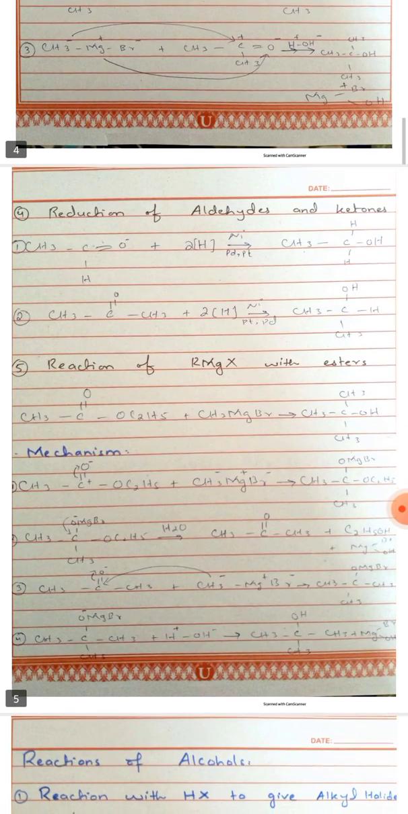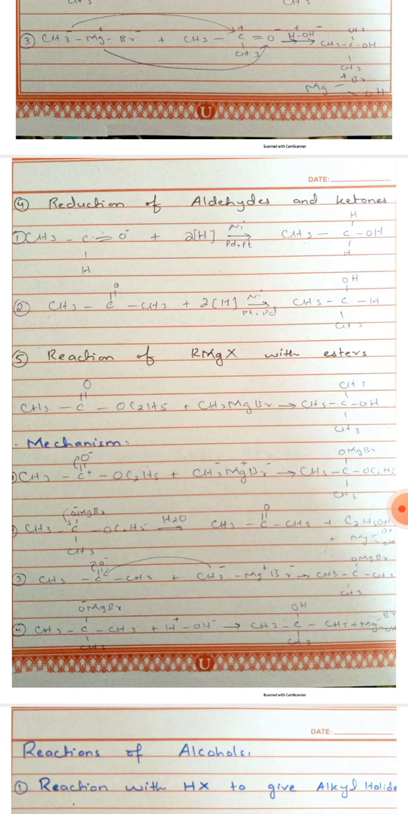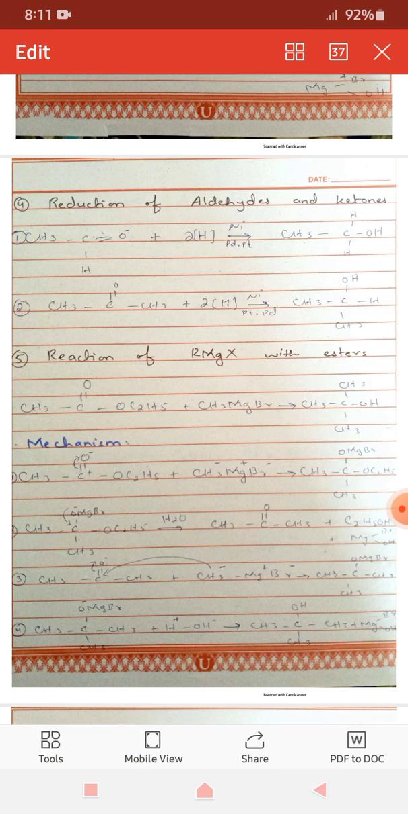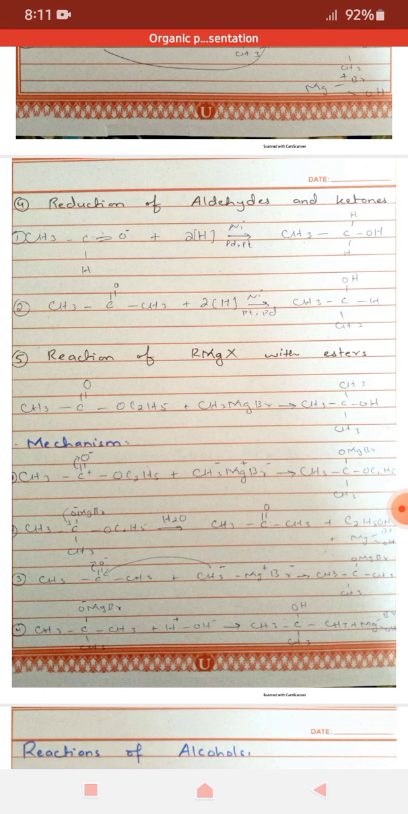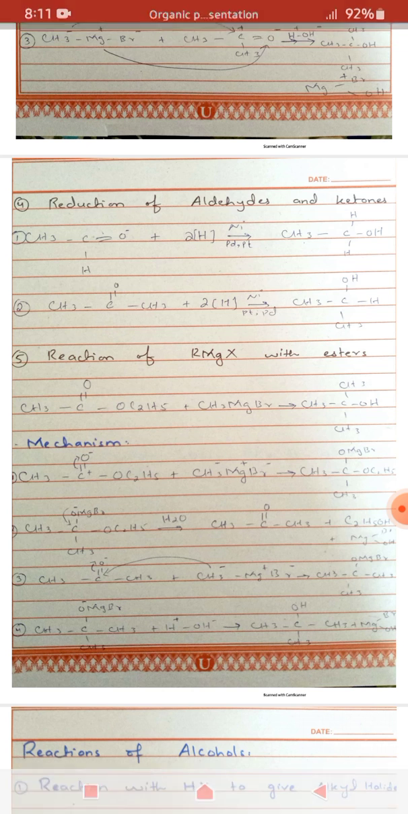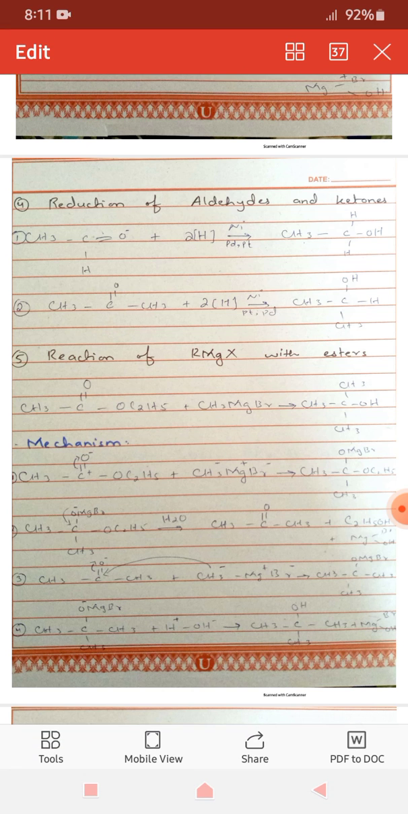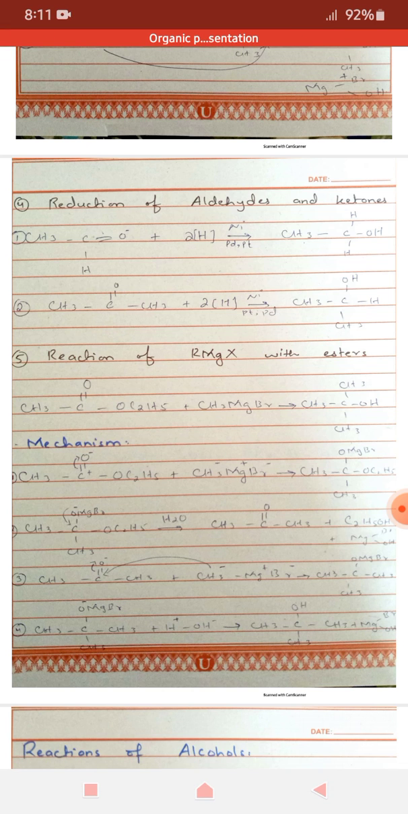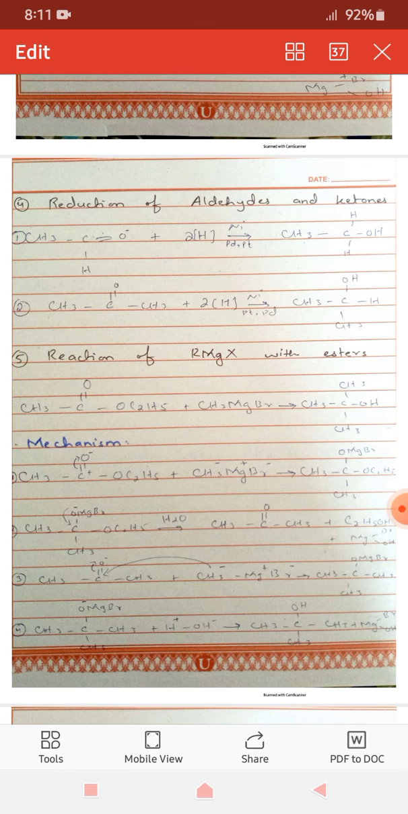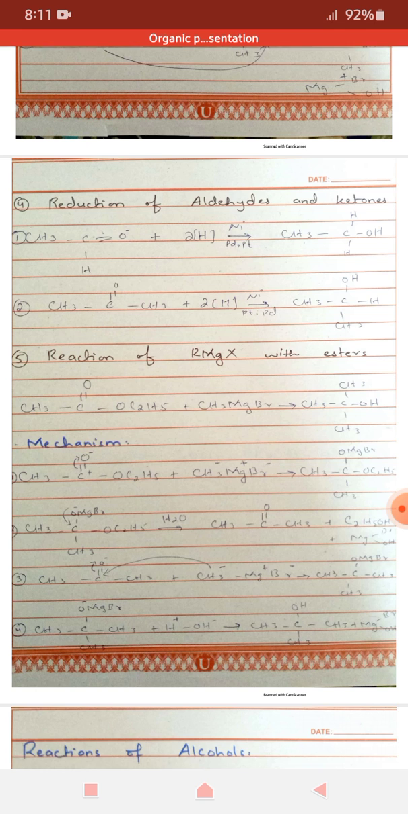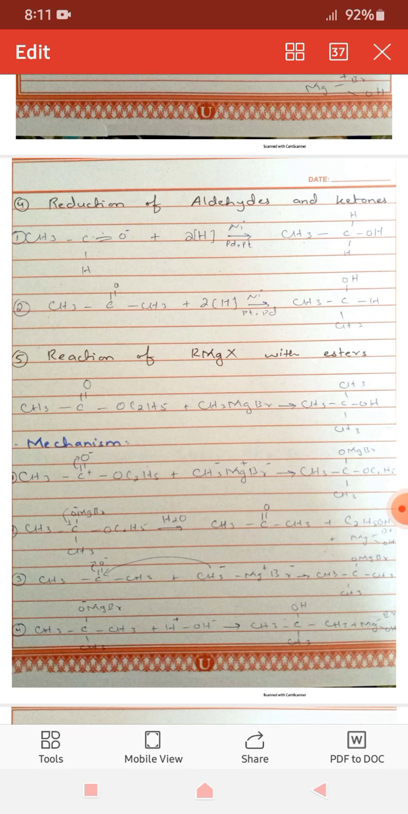Fourth reaction for the preparation of alcohols is reduction of aldehydes and ketones. In these types of reactions, basically aldehydes and ketones react with lithium aluminum tetrahydride, which is a reducing agent, in the presence of nickel or platinum, and only two molecules of hydrogen are being added to aldehydes and ketones to form alcohols.